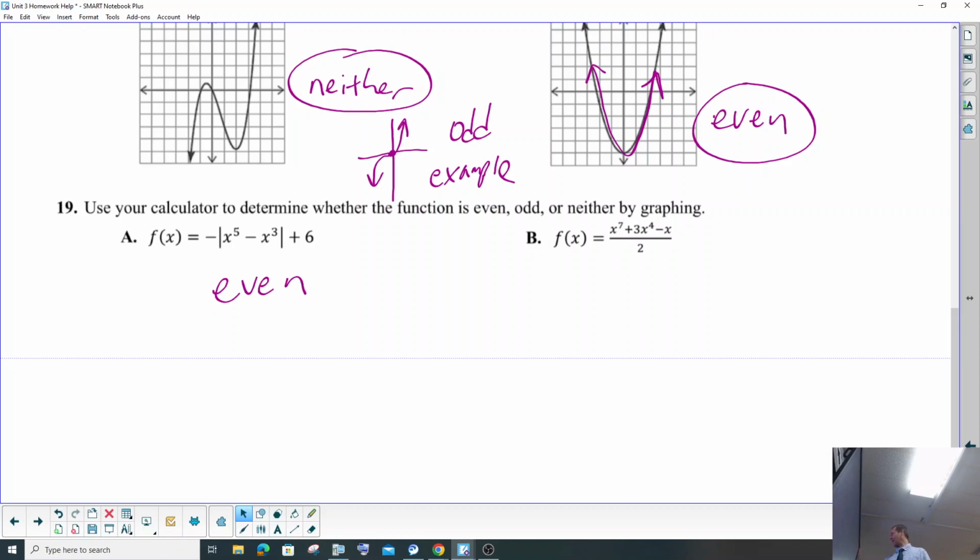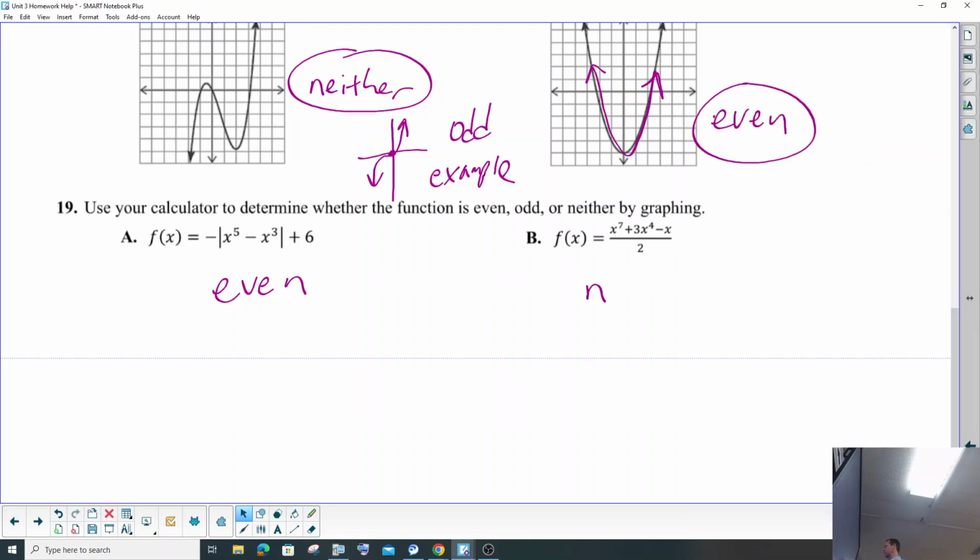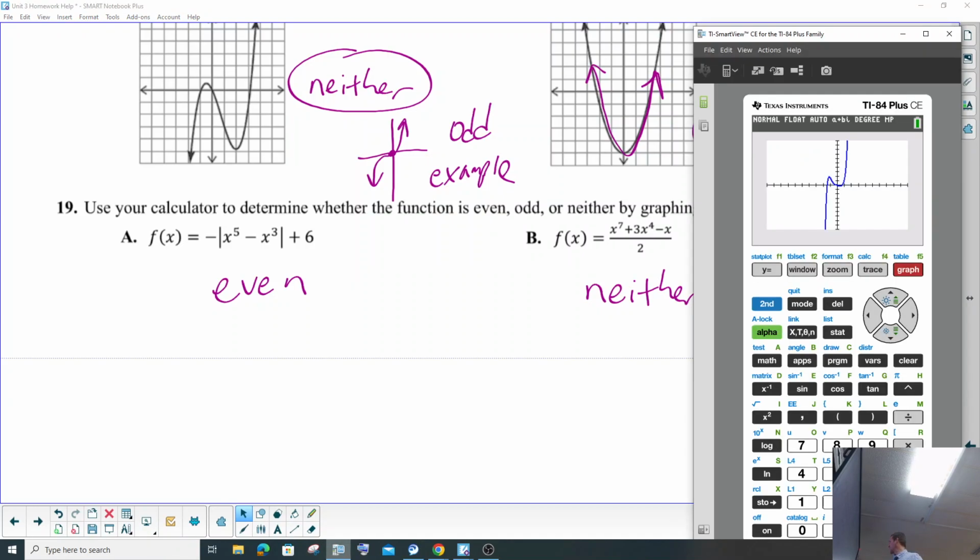And then when we graph the other one, which is b, let's give that one a try. You're going to have to do parentheses, you guys. So x to the 7th power, right arrow, plus 3x to the 4th power, right arrow, minus x, good. Close parentheses, then I'll divide it by 2. There we go. Okay, so you can see that that is not symmetric about the origin or about the y-axis. And so this one would be neither. Looking at the graph, that one would be neither.